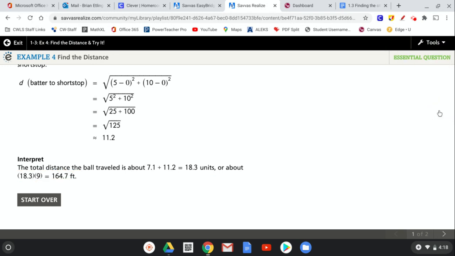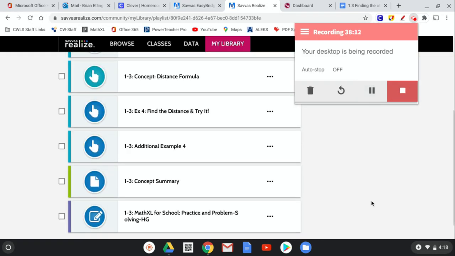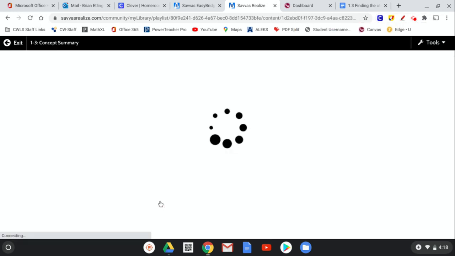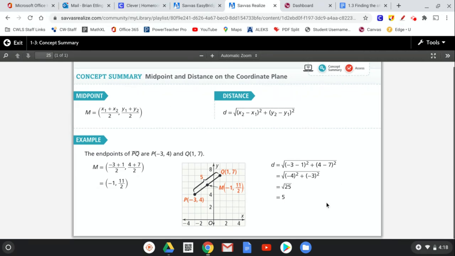All right, I think that is it. Let's go back to our home playlist homepage here, and we have our concept summary. All this does is show us the 2 formulas, midpoint and distance formula. It gives us an example of the midpoint and an example of finding the distance. It's an easy way to look back, a little summary for you, in case you forget a formula. So just be aware of that, guys.